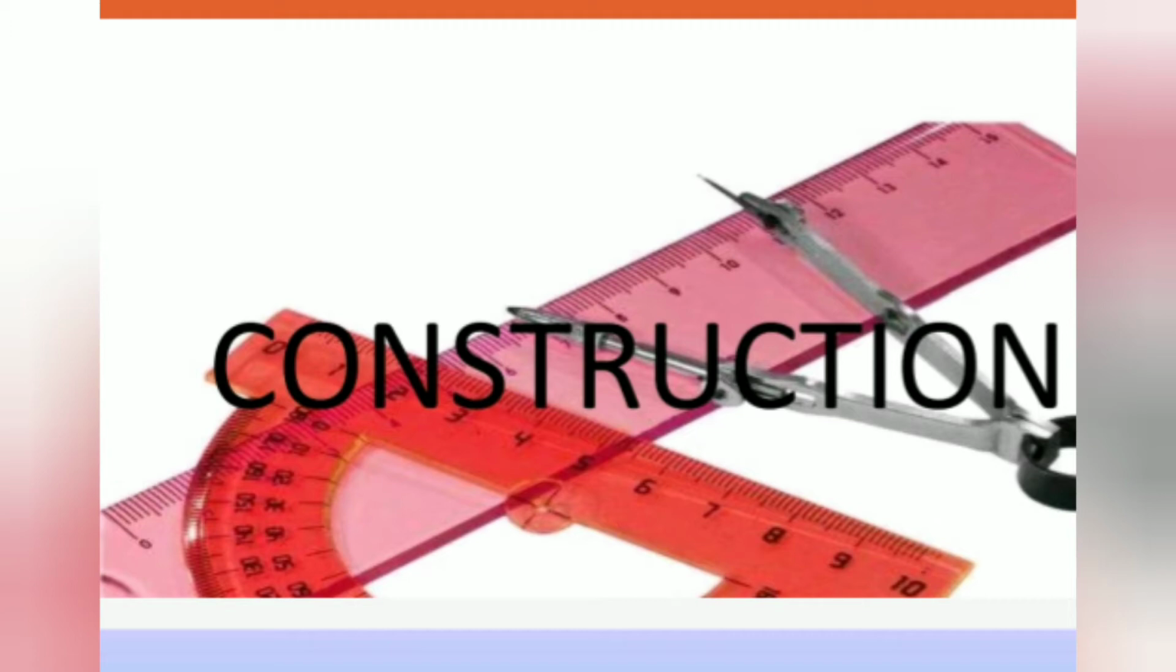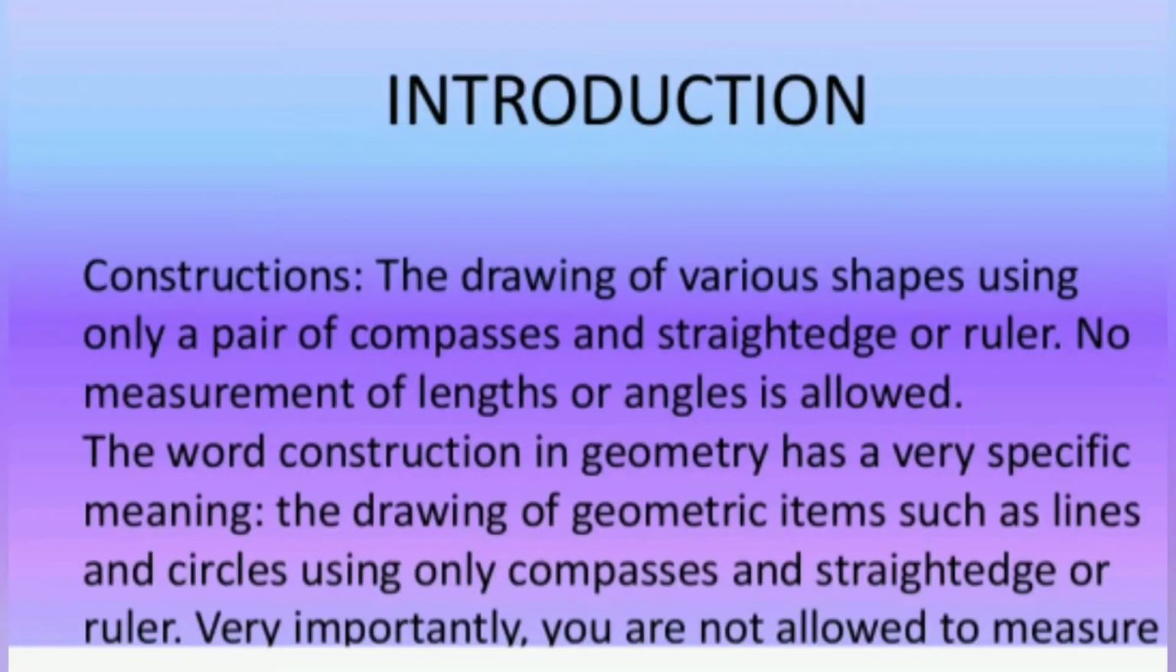But before starting all that, we have to do some basic things which we already did in smaller classes. But this is very important. So here I am giving an introduction. We will do some construction. It has a very specific meaning: drawing geometric items such as lines and circles, using a compass and other tools. And it is very important. Without measurement, we can't draw particular things.